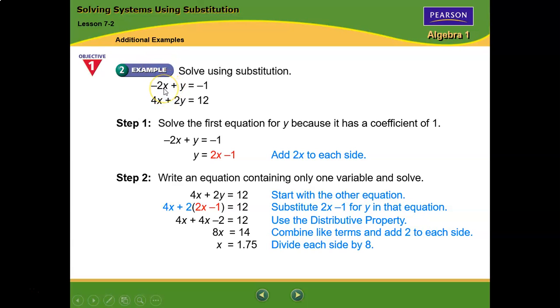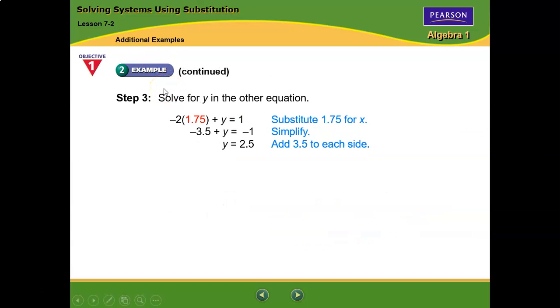We're going to put in 1.75. So let's do that, and then follow the order of operations. So we have negative 2 times 1.75. That leaves us with negative 3.5.